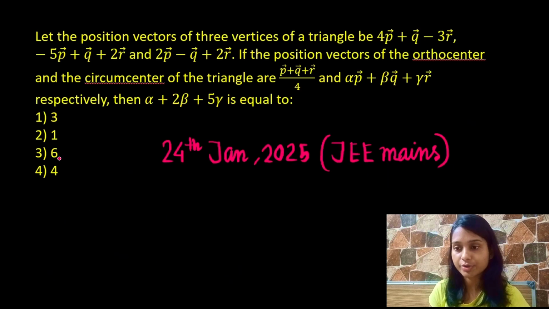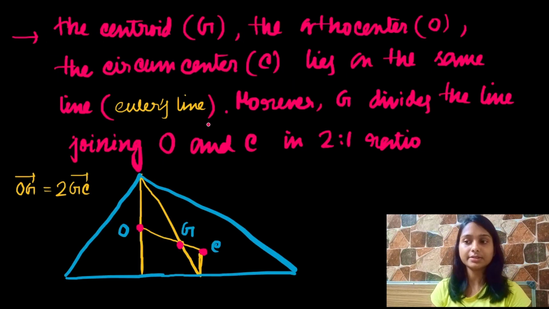So let me now check the options. There is an option 3, so this one is the correct answer. If we know this relation, that the centroid divides the line joining the orthocenter and the circumcenter in the 2:1 ratio, we can easily solve this question. Otherwise we can't do anything about it. So we need to memorize these formulas. These small formulas are very useful in solving these questions.